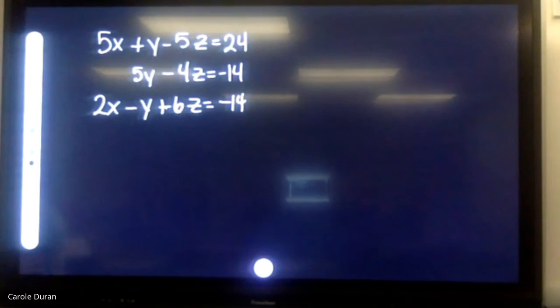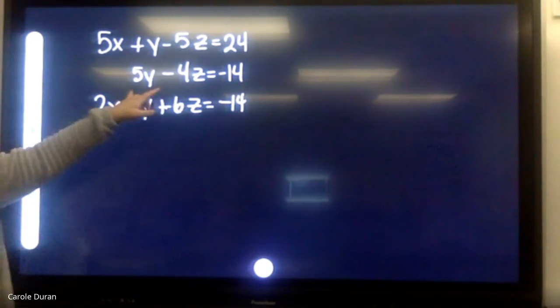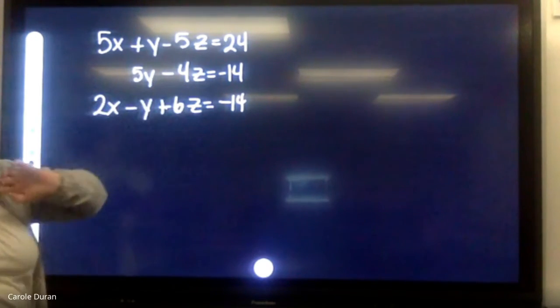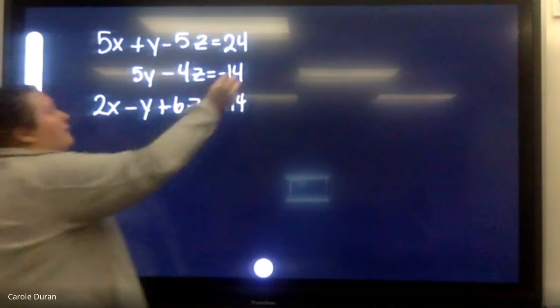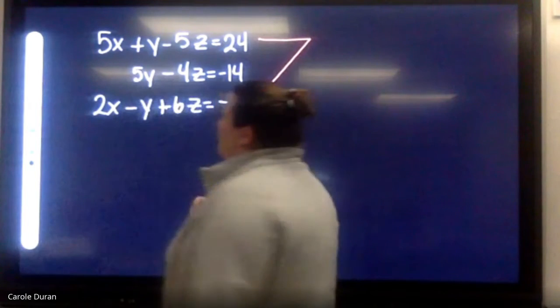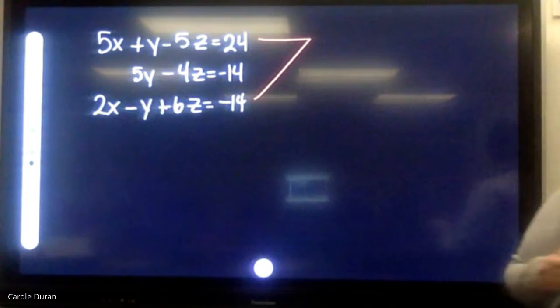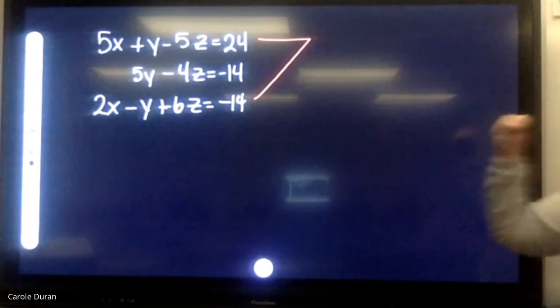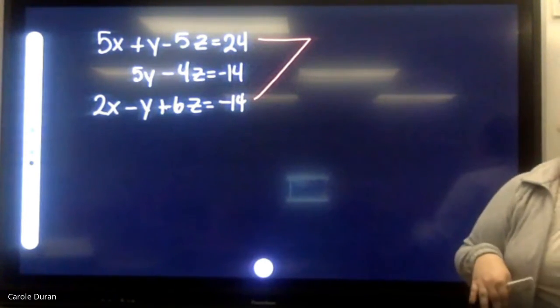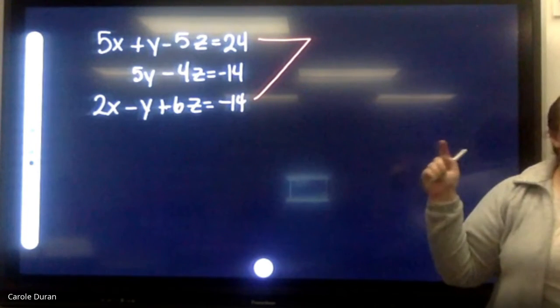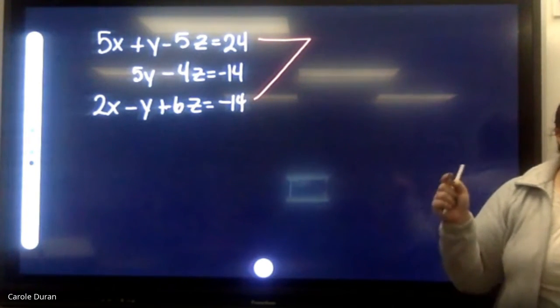I do notice, however, that one of my equations is already down to two variables, right? This middle one is down to just a y and a z. So that means I need to do what, Heath? You have to get rid of the x in the top and bottom. So I need to take the first and the third, and I need to forcibly cancel out my x's so that I can use that new equation and my middle equation to eliminate another one of the variables. Right now I have a 5 in the first equation and a 2 in the second equation for my x's.